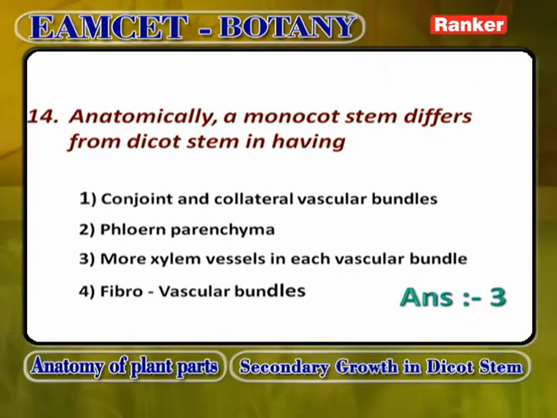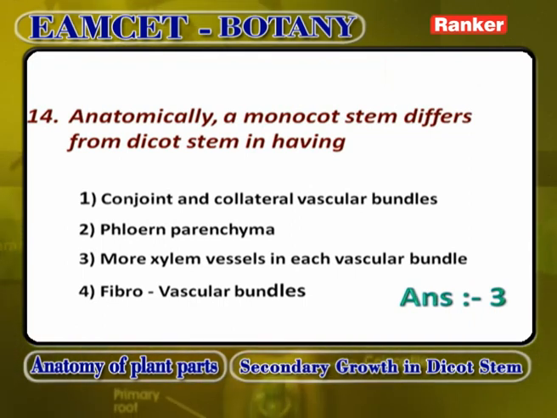Anatomically, a monocot stem differs from a dicot stem in having more xylem vessels in each vascular bundle. Why? Because, I don't say polyarch, it is atactostele. Numerous vascular bundles are irregularly scattered in the ground tissue. Answer is 3.